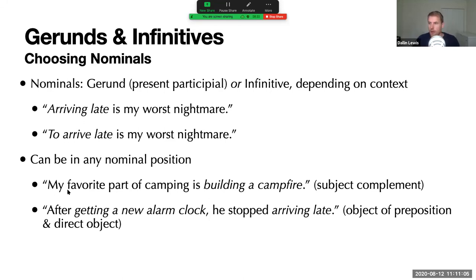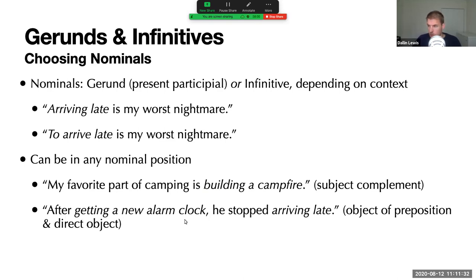And that's just an example of how you use the gerund form here and the infinitive form here. Down here, I have it in the subject complement position. "My favorite part of camping is building a campfire." So remember that the subject complement kind of puts an equal sign between the subject and its complement. So building a campfire is the favorite part of camping. Building being a gerund.